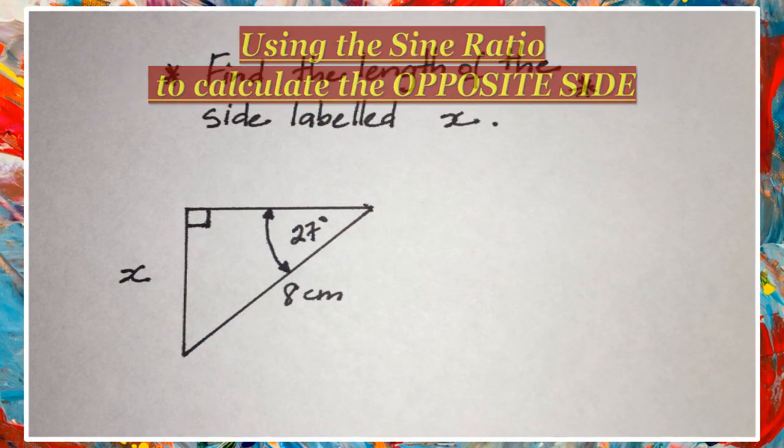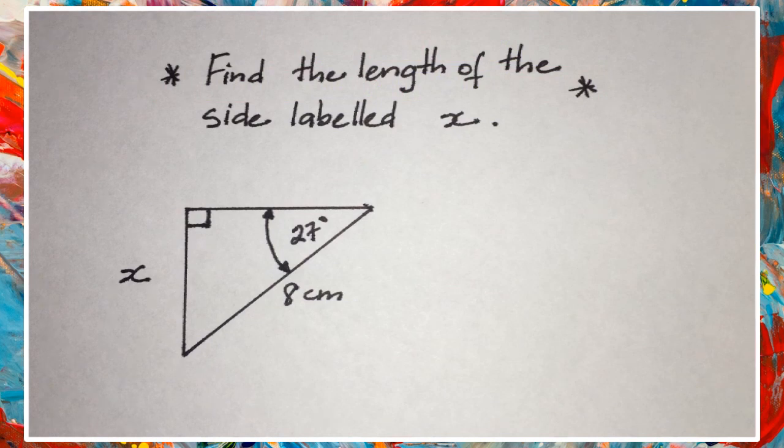So I have this question and it says find the length of the side labeled x. Our task is to determine how long the side of the triangle is that is labeled x. The first thing we'd want to do is to label our triangle. And remember, we're labeling it in relation to an angle.